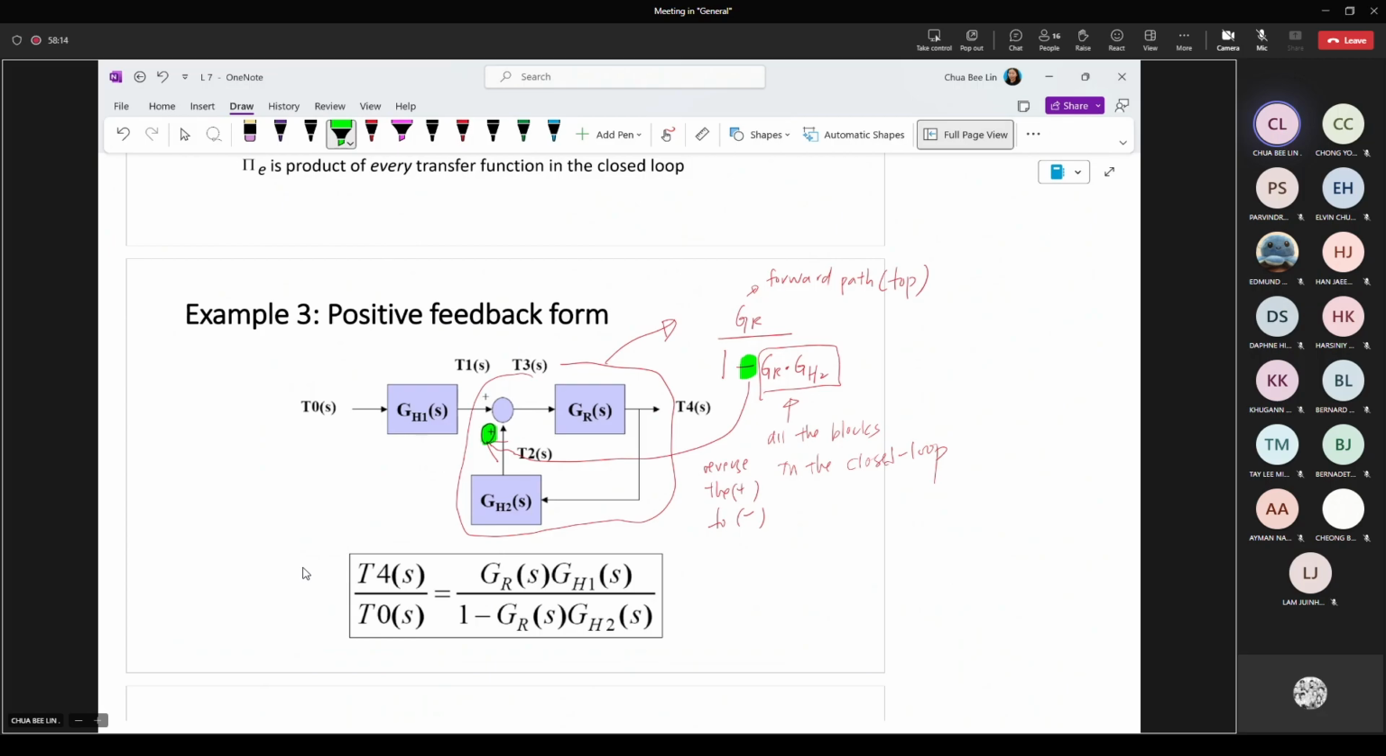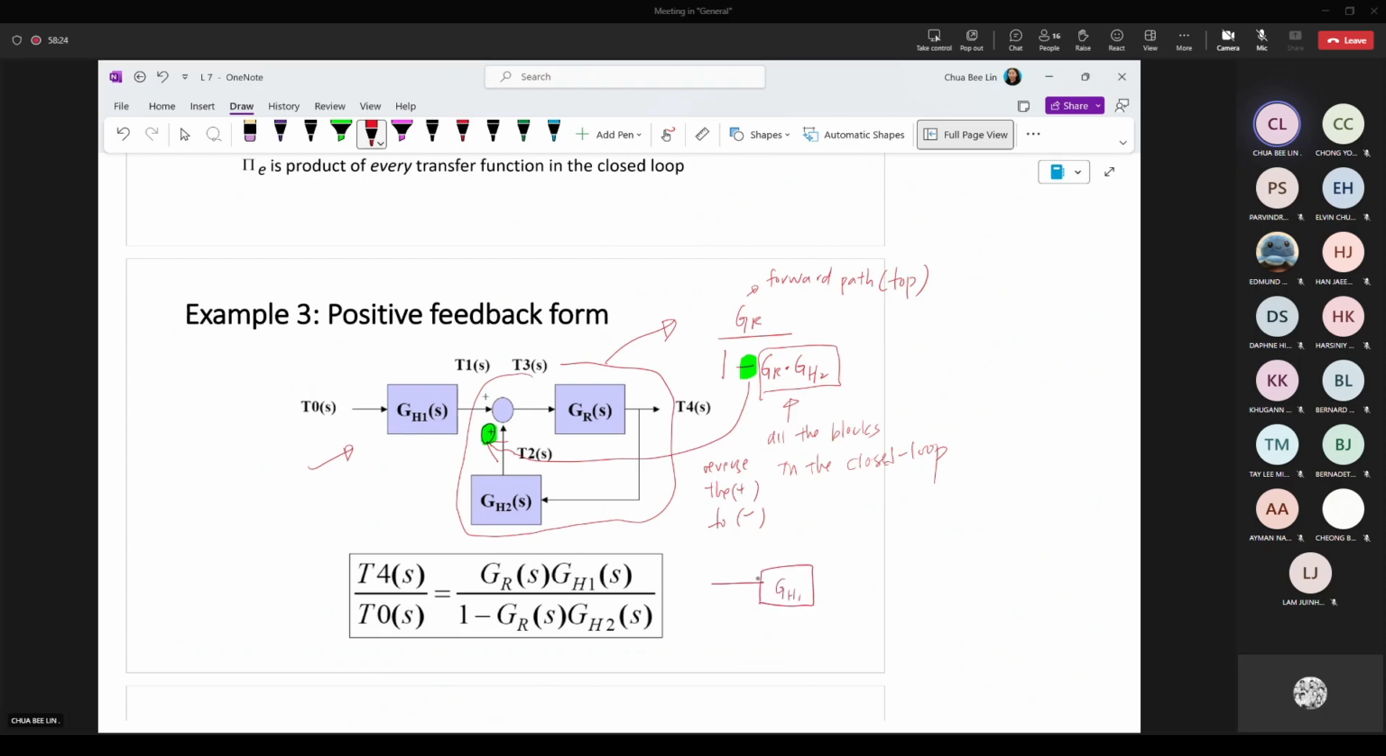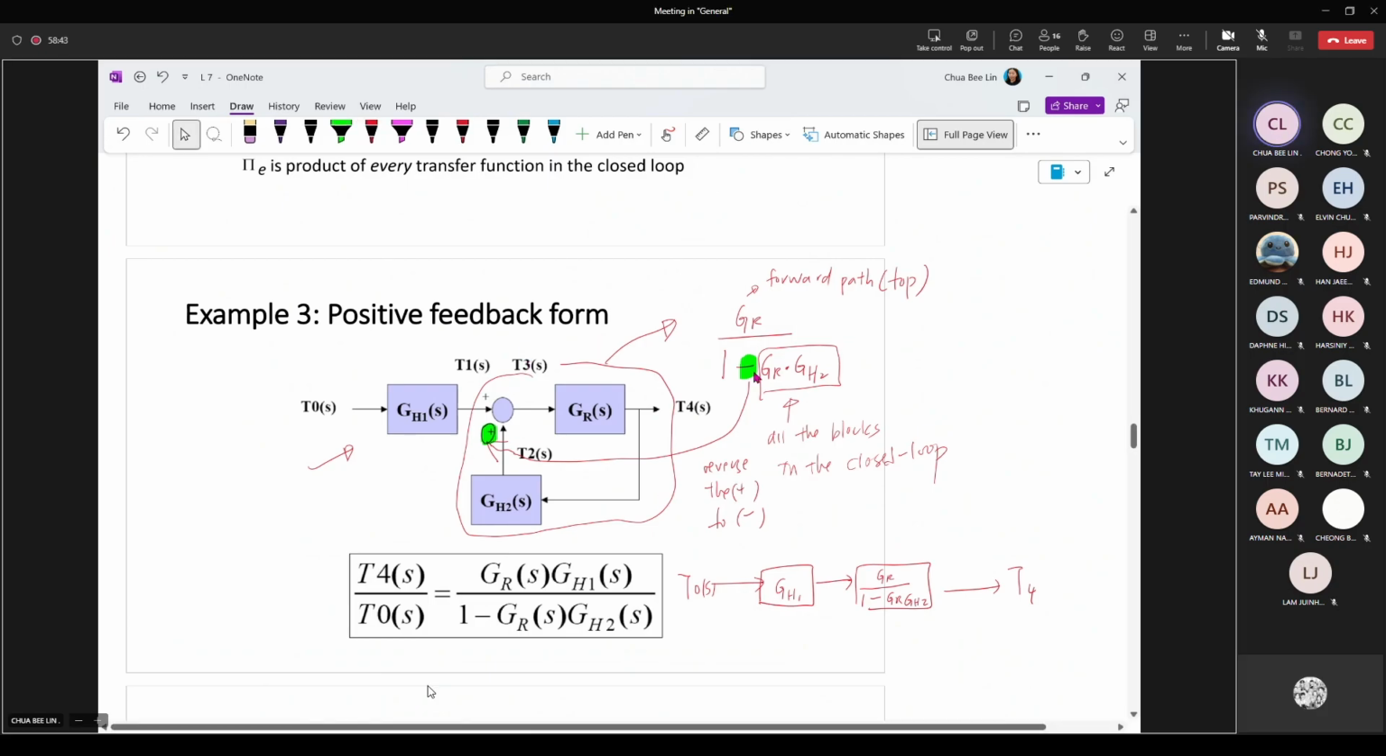Okay, so this part is already done. If you simplify, you copy again this one, you'll be having this block GH1. The one going in will be T0(S). So this whole thing is already simplified to become this block: GR over 1 minus GR GH2, and the output is T4. So you already simplified the one I circled over here into one single block, which is this one. You'll be having this one substituted over here.